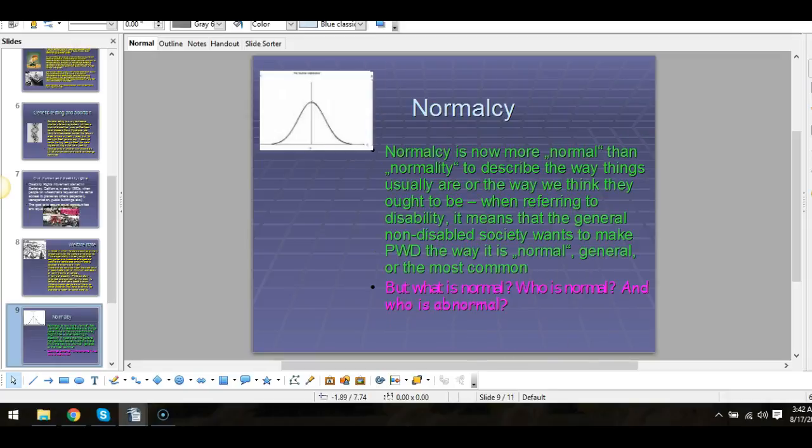Normalcy is now more "normal" than normality to describe the way things usually are or the way we think they ought to be. When referring to disability, it means that the general non-disabled society wants to make people with disabilities the way it is, quote, normal, end quote, general, or the most common. But what is normal, and who is abnormal?